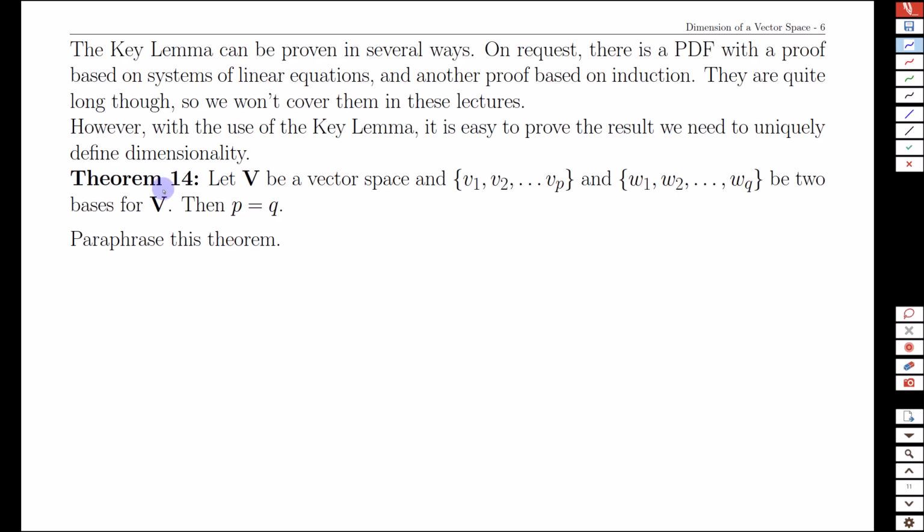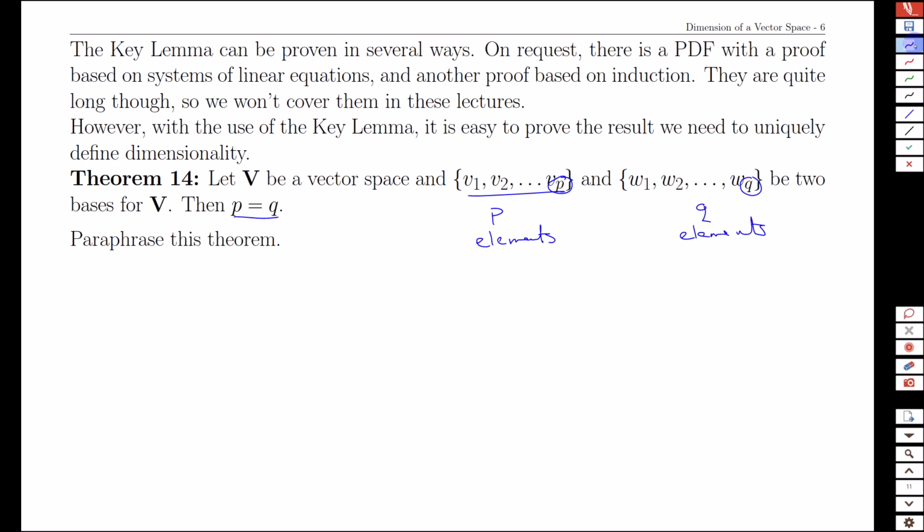Here is the theorem we'd like to know. If V is a vector space and we have 2 bases, notice the subscript difference here. This one has P elements and this one has Q elements. So this is our nightmare scenario. What if I come up with a basis and you come up with a basis for the same space? Mine has 3 things in it, yours has 4 things in it. How can that work? Well, we're going to prove that we can't do that. Whenever I come up with a basis and you come up with a basis, they can be different vectors, but we're both going to have the same number in our sets when we're done.